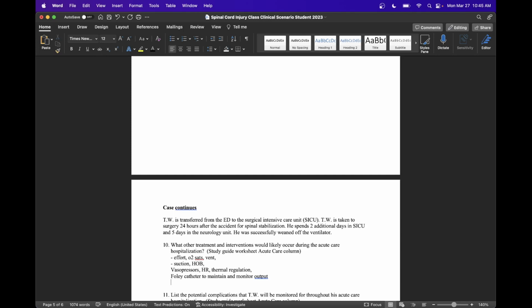So mobility, some kind of stabilization. It could be as simple as a cervical collar. It could be those tongs, it could be the halo vest, maybe they went to surgery and had fragments and pieces removed and rods placed. So it's dependent on what they are using for stabilization of that spine, of the vertebrae, to protect the cord.